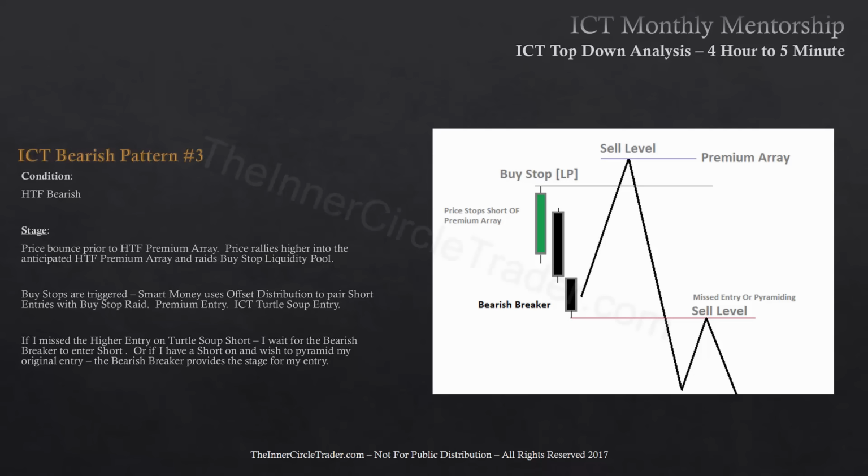But again, it's primarily just 2 patterns. Internal range liquidity, optimal trade entry, trading back to fair value is all that is. Or external range liquidity, turtle soup, running out stops and fading that move.